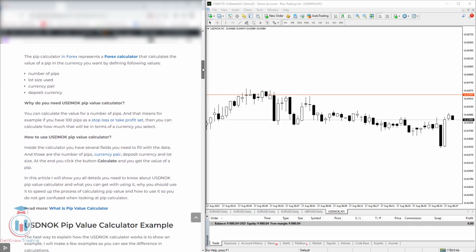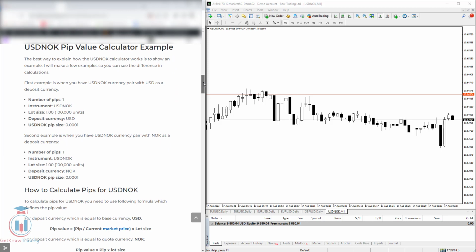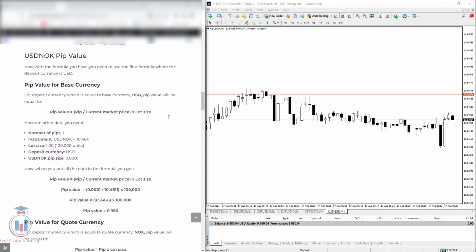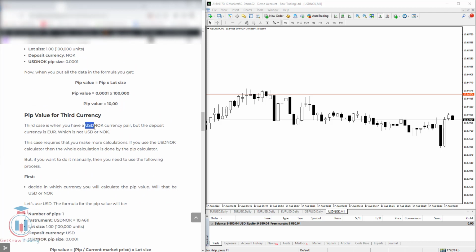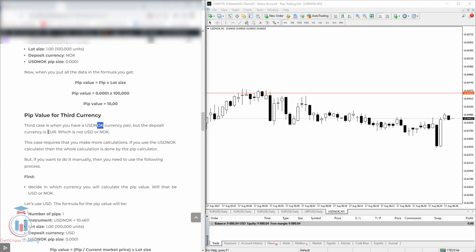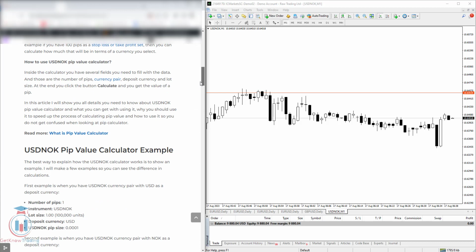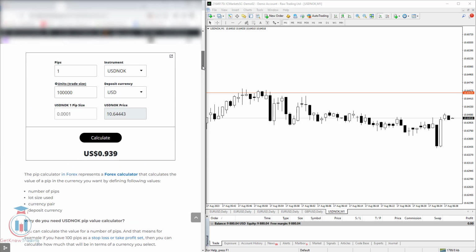Below here inside the article you will see what formula is used to make the calculation for the pip value when you have a base currency, when you have a quote currency, and also when you have a third currency which is not US dollar or Norwegian krone, for example when you have euro. So you can easily see how these calculations are made if you would like to make them manually, but if you are using this Pip value calculator you can simply enter the values here.